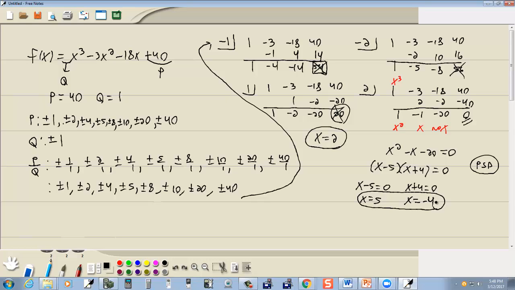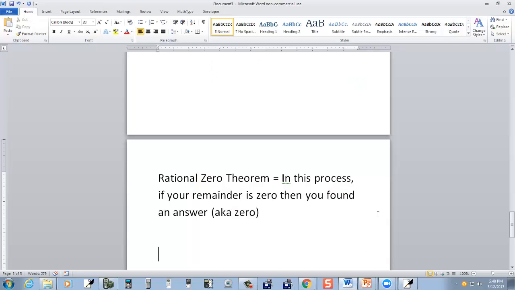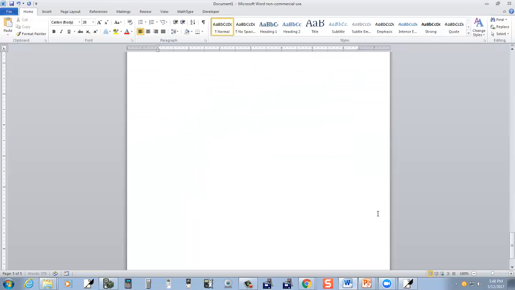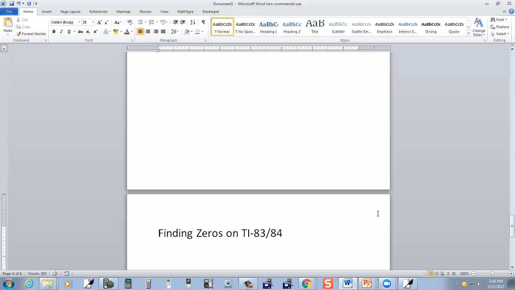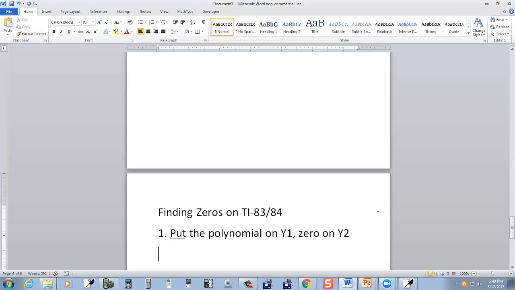Okay, now if I'm going to use my calculator to find the zeros. Finding zeros on a TI-84. And again, there's different types of zeros. This is specifically the polynomials. Step 1. Put the polynomial on y1, 0 on y2.